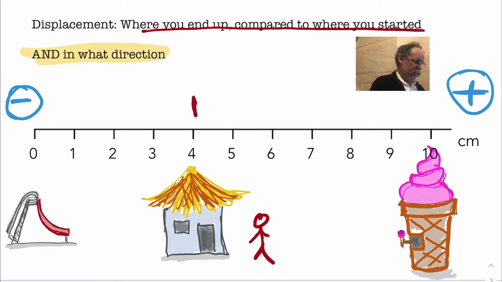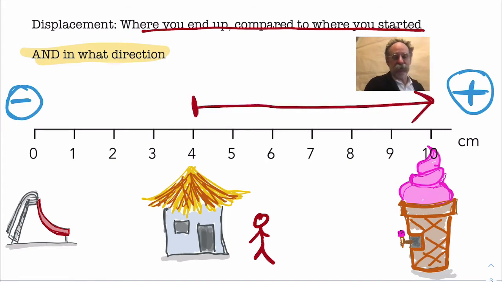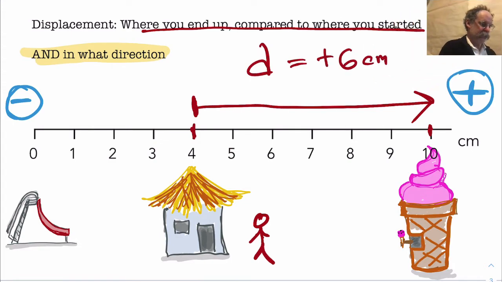If our kid goes from home to the ice cream, she starts at 4, she ends at 10. How far away did she end up? 6 centimeters away. In what direction? The positive direction. The displacement is positive 6 centimeters.